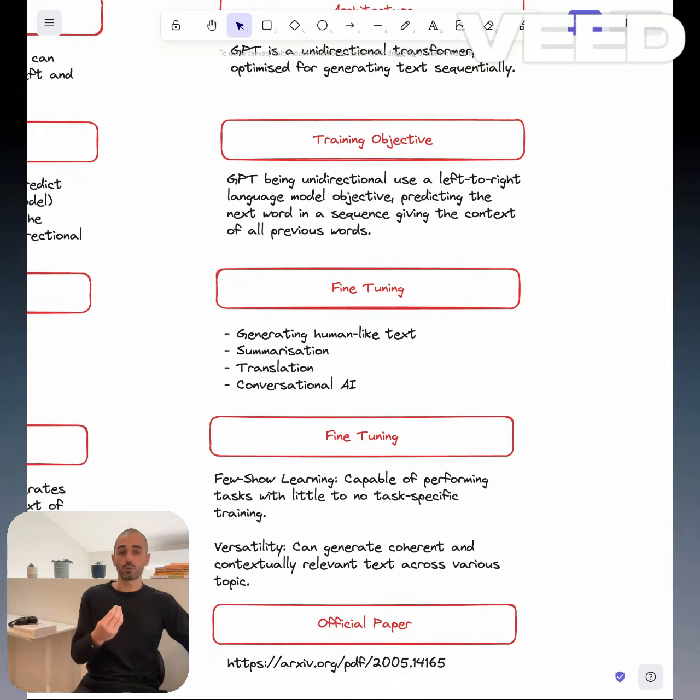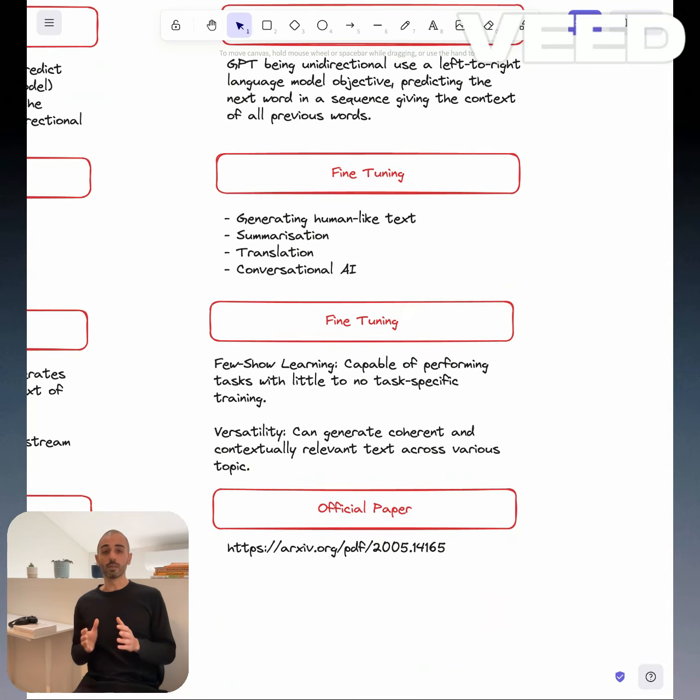One of the best use cases of this model is few-shot learning, because it's capable of performing tasks with little to no task-specific training. And this can be experienced nowadays with any available GPT model in the market.